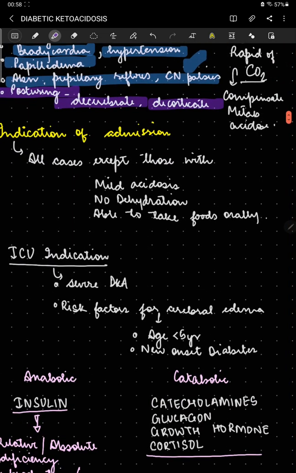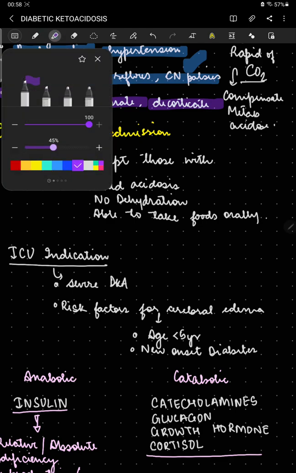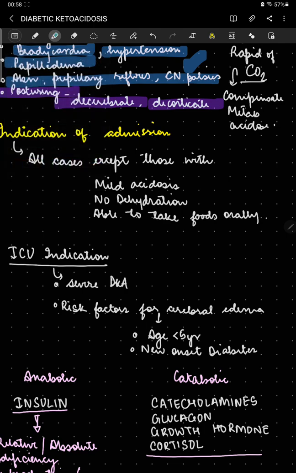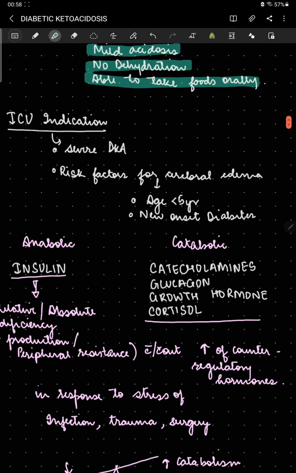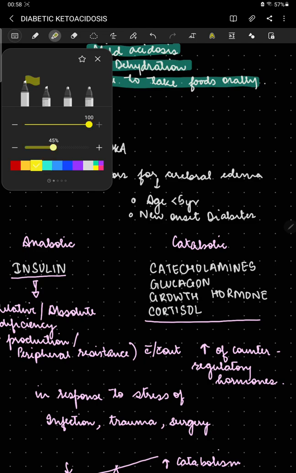So now a question comes: do we admit each and every case of DKA that presents to us in the emergency? The answer is no. We don't admit every case that presents to us in emergency. The ones we do not admit are those with very mild acidosis, who have no dehydration, and who are able to take foods orally. Okay. Now, what is the indication for taking the child to ICU?